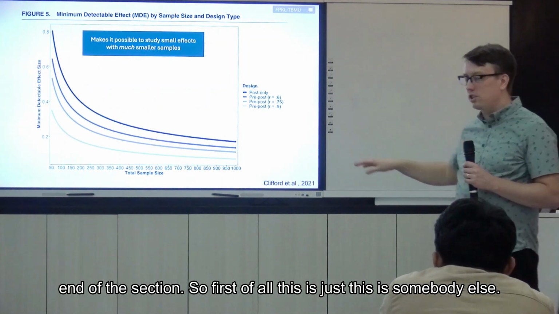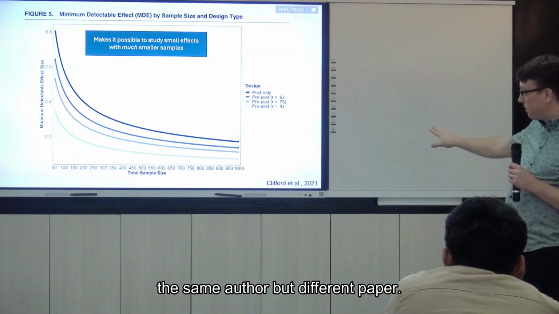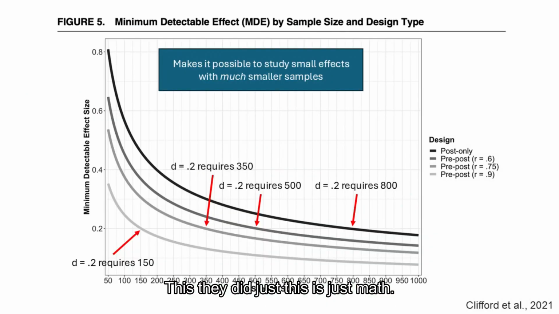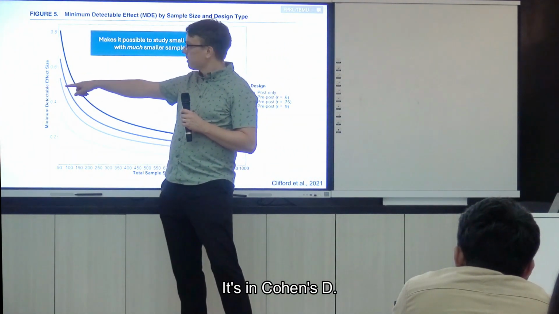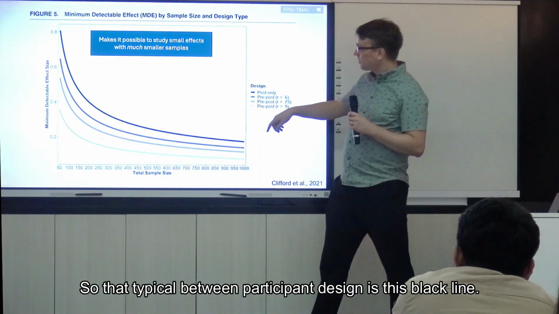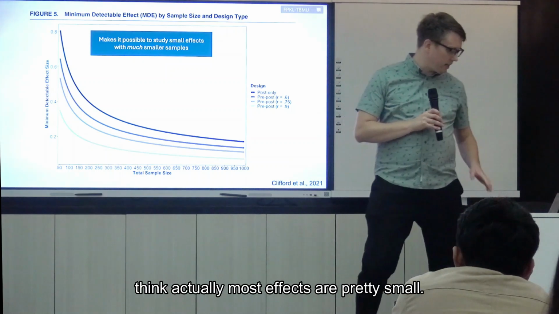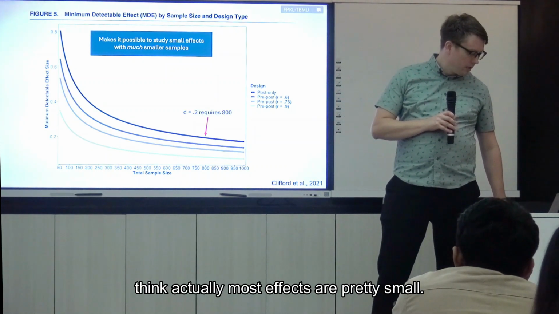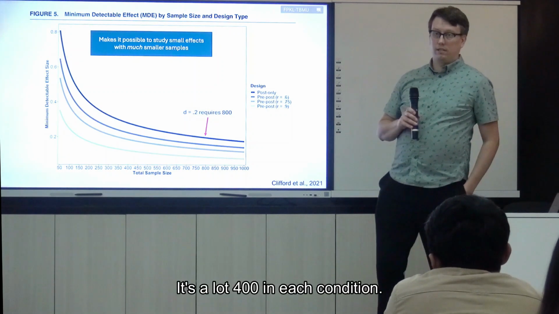First of all, this is a paper by Clifford et al. I also cite them in the first section, but that's the same author but a different paper. This is just math, not simulations. Here is the minimum detectable standardized effect, in Cohen's d. Our post-only design, that typical between-participant design, is this black line. To detect a small effect of 0.2, which I think is what most effects actually are, you would need about 800 people. It's a lot. 400 in each condition.